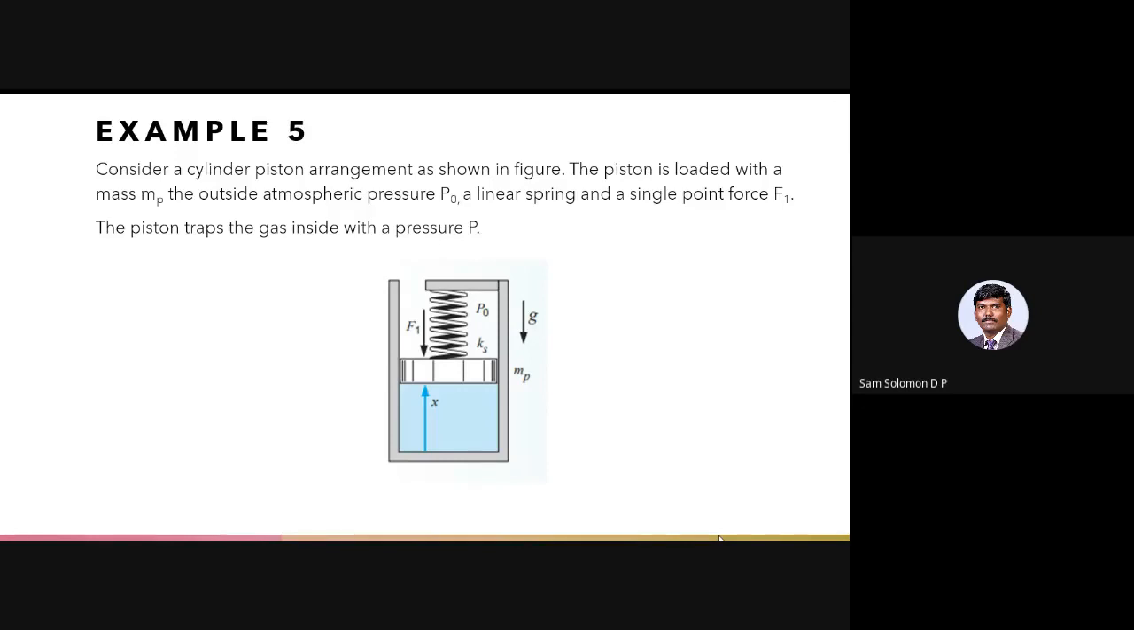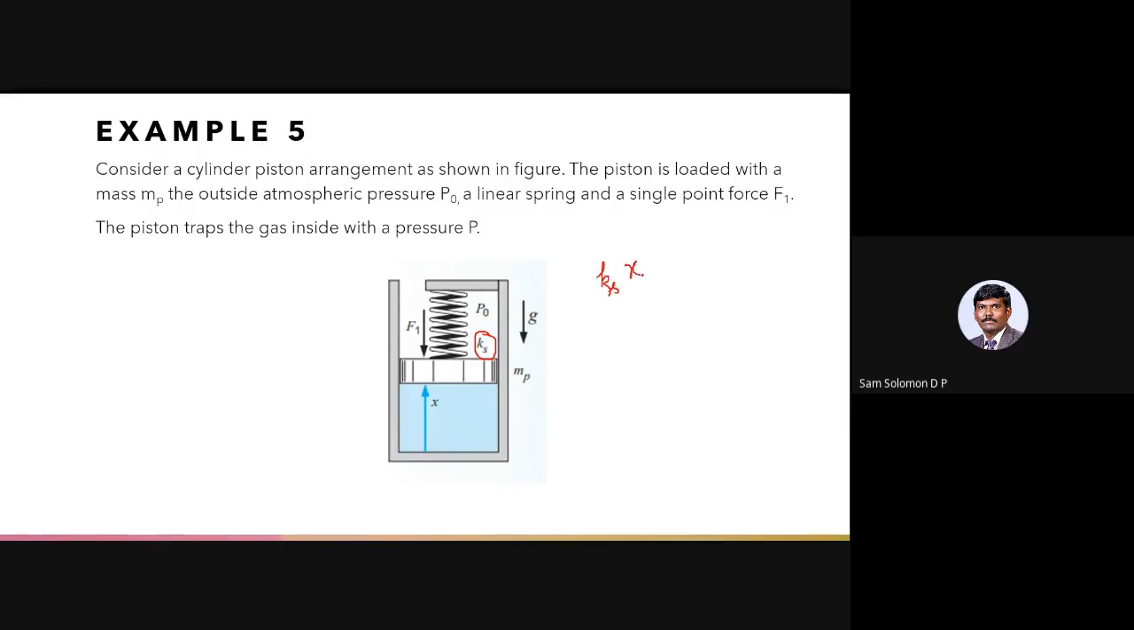Okay. So consider a cylinder piston arrangement as shown. The piston is loaded with a mass MP, which means the mass of the piston is given as MP. The outside atmospheric pressure is P naught. A linear spring with a spring constant Ks. So there is one spring constant here, and it is represented as Ks. So this is your spring constant. Usually the force in case of the spring is represented as Ks into some distance.